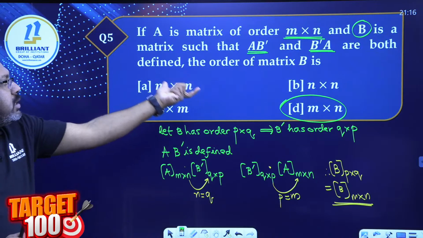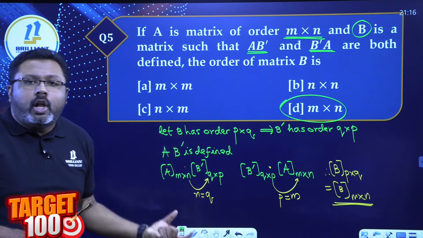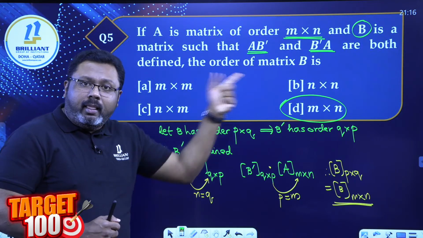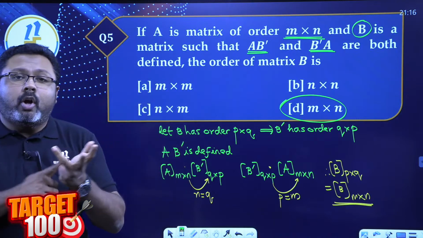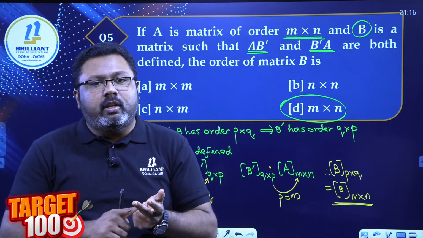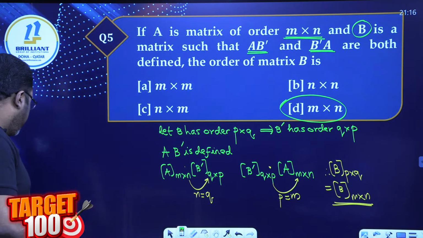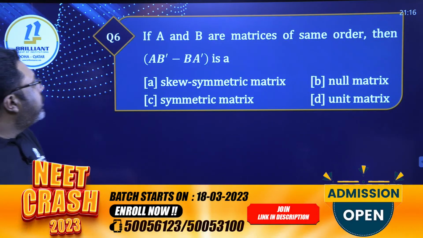So again, a question based on finding the order of a particular matrix where the product is defined. In the previous case, product and addition both were defined. Good answers, all of you. Keep it up. Let's move on to question number 6.